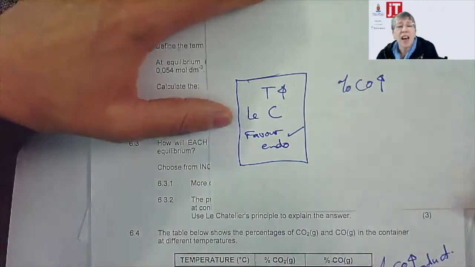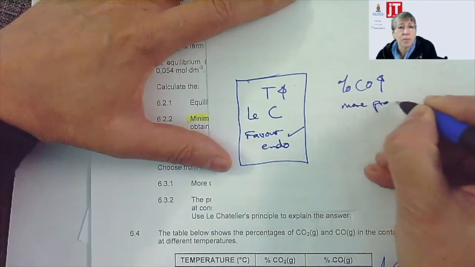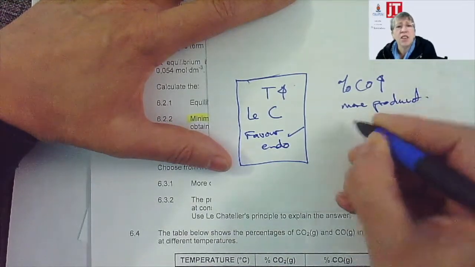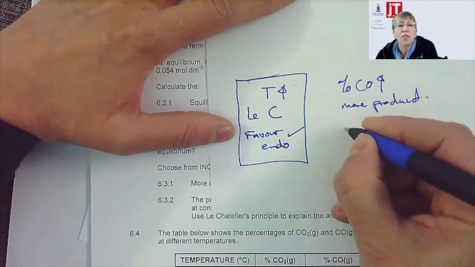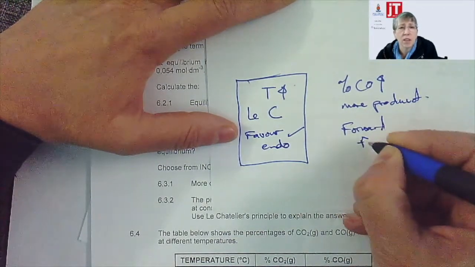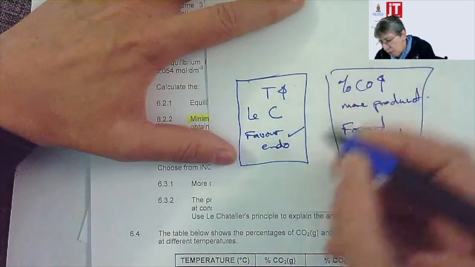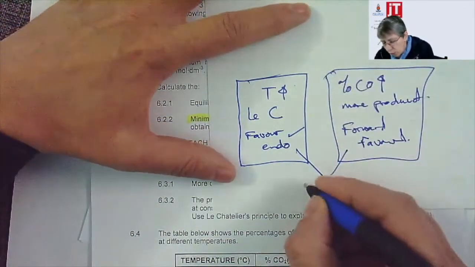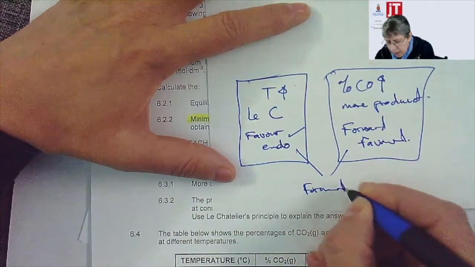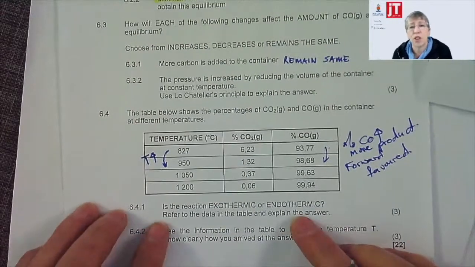The fact that I have more product can only be the result of the fact that forward was favored. And from those two, I can see that forward is endothermic, right? Forward is endothermic. So that was the answer to the first question.